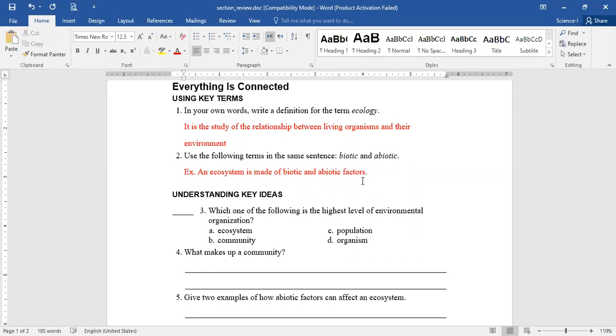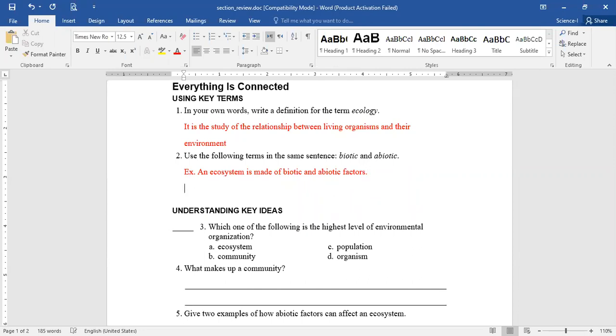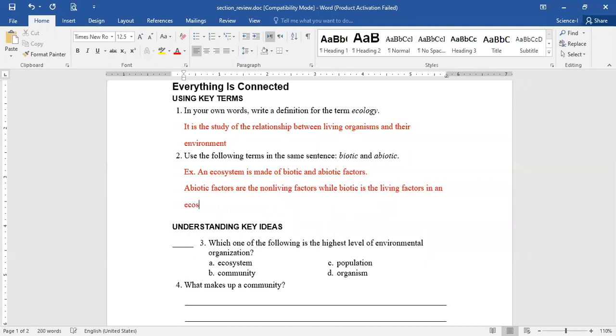Good. Okay, so make it kind of a definition. So we can say abiotic factors are the non-living factors, while biotic is the living factor in an ecosystem. That's also good. Okay, so here that's one. Okay, 2. Also we can say another one.